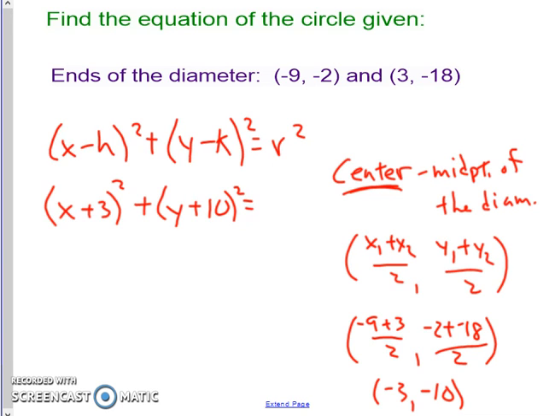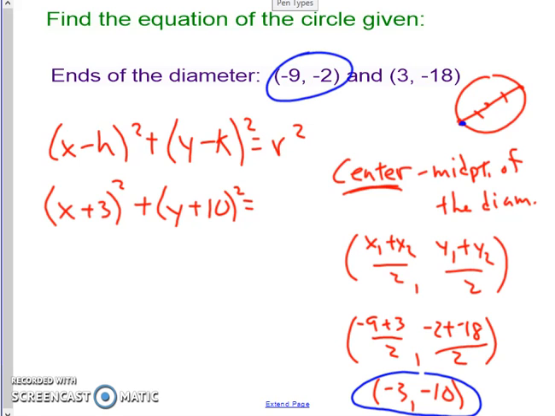And last but not least, we do need to find the radius as well. Well, if you recall, in a circle, we have the endpoints of a diameter, right? That's made up of the radii. So now that we know the center, we can easily take the center and one of the endpoints of the diameter to find the radius. And we can simply use the distance formula.